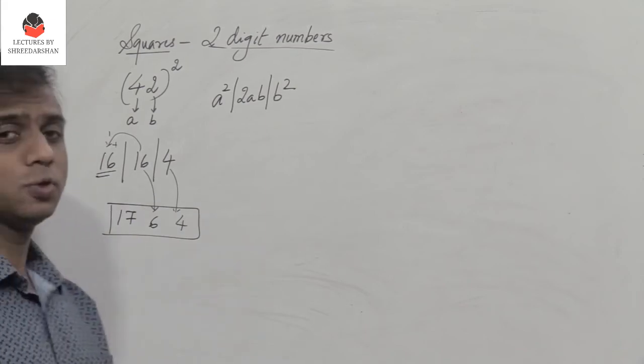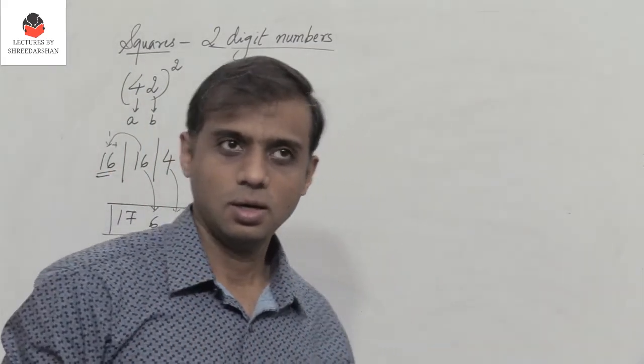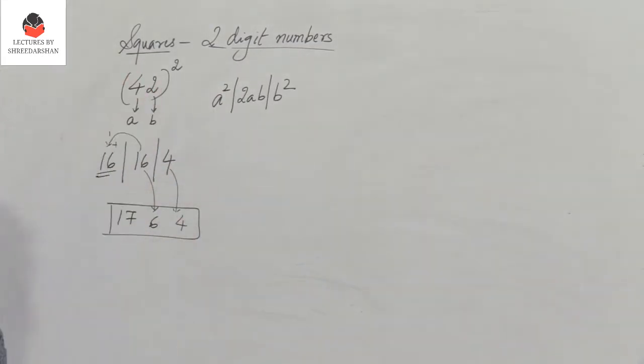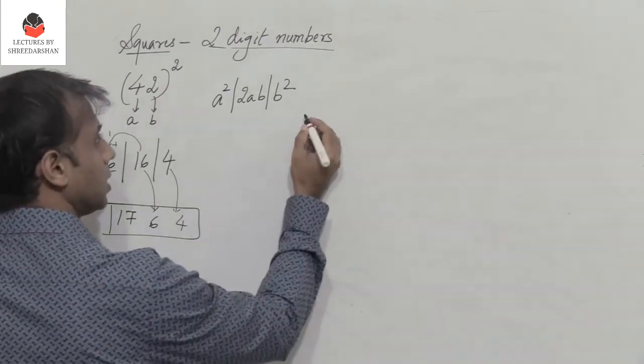So it hardly takes a few seconds. We can use this principle to find the square of any 2-digit number. So let us consider 11 square.